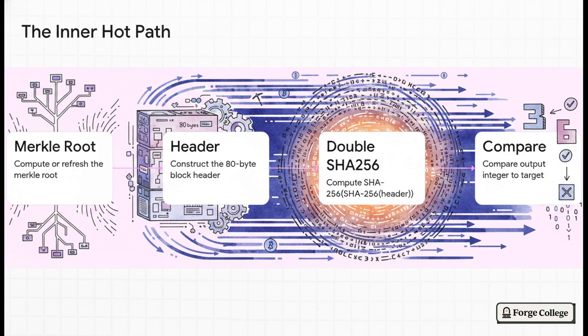Step 1, compute the Merkle root. Step 2, construct that 80-byte header. Step 3, run it through a double SHA-256 function. And Step 4, compare the resulting integer to the target number. They repeat this loop literally millions of times a second to maximize their tickets.